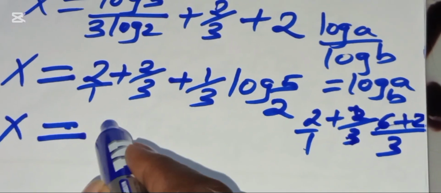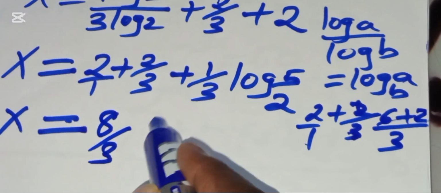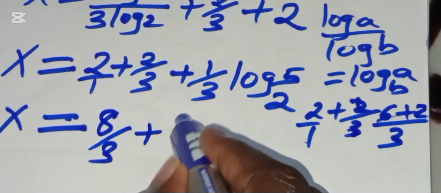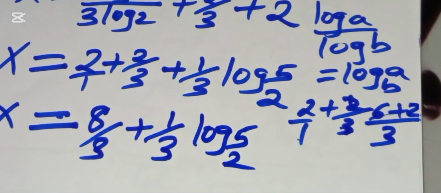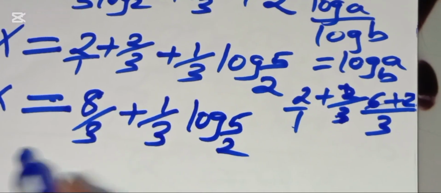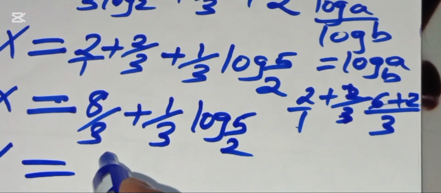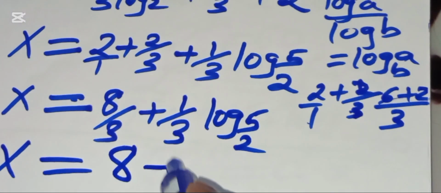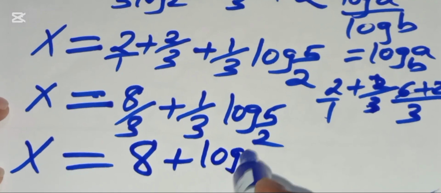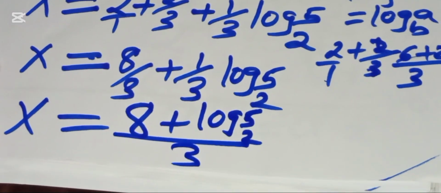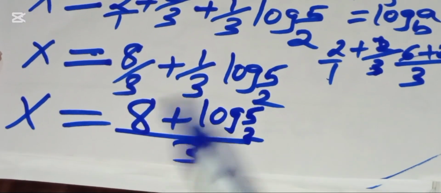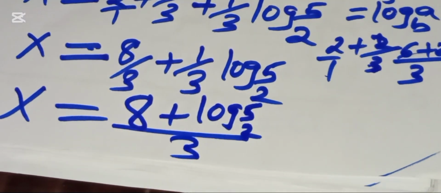So this is 8 over 3 plus a third log 5 to base 2. Okay, so we can write x is equal to 8 plus log 5 to base 2, divided by 3. So this is the value of x. So let's verify that this value of x satisfies the equation.